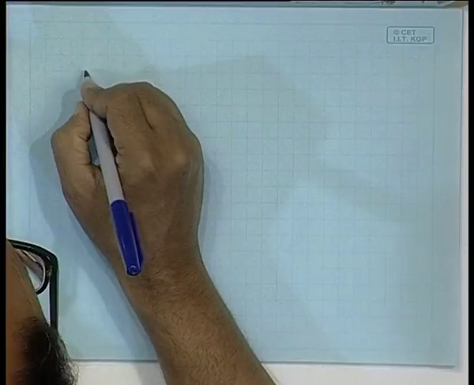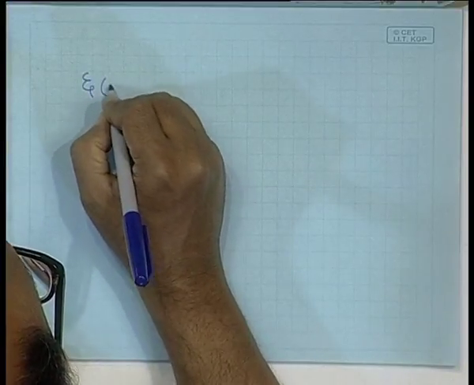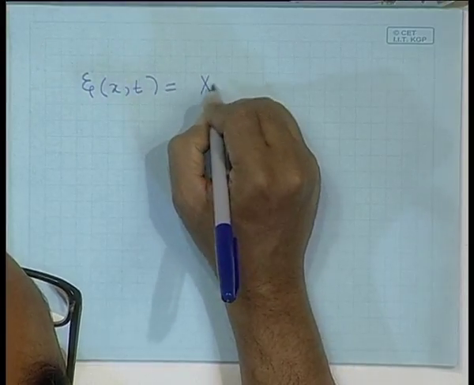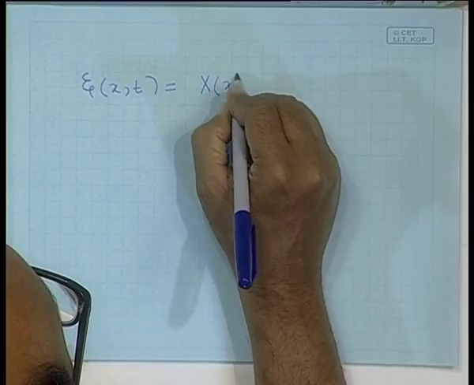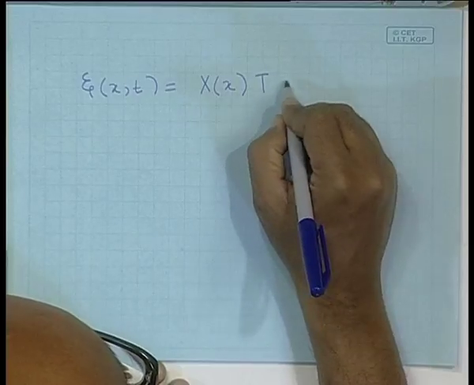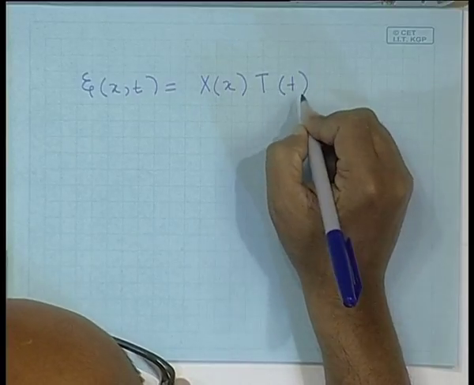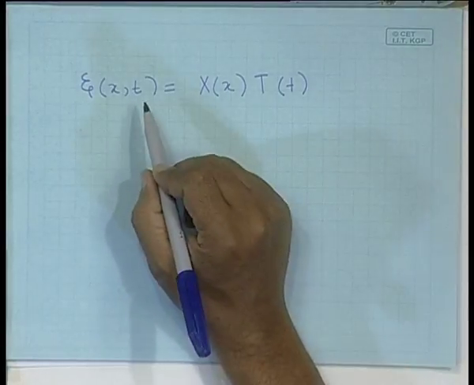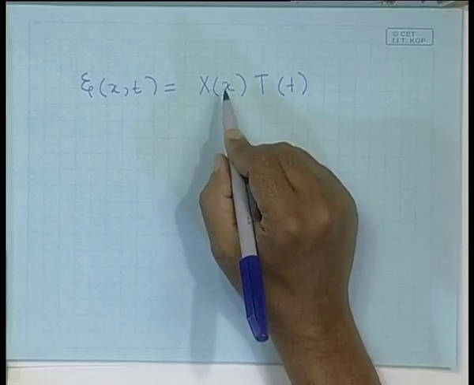So, we are going to use the method of separation of variables. We are going to look for solutions ξ(x,t) to the wave equation which are a product of two functions, one of x, which I am calling capital X, and another of time alone. So, we are expressing ξ, the disturbance, as a product of two functions.